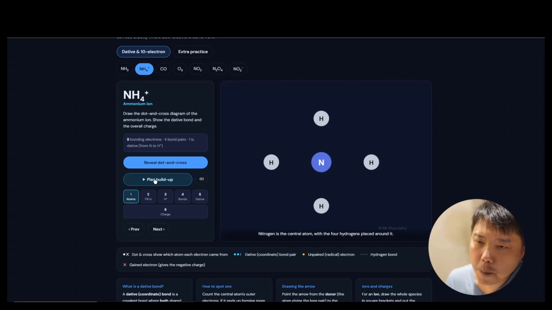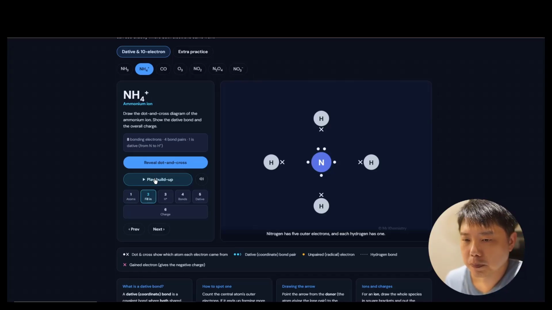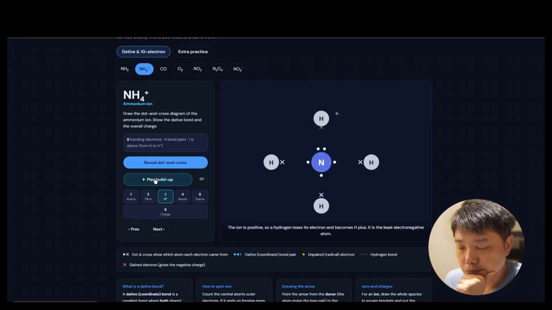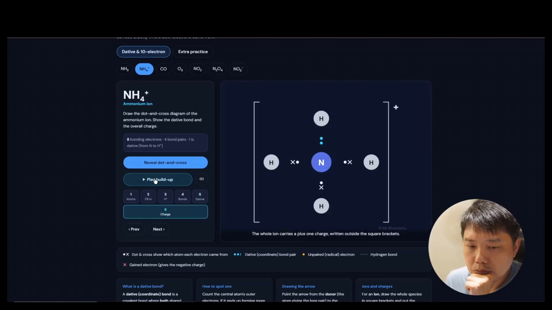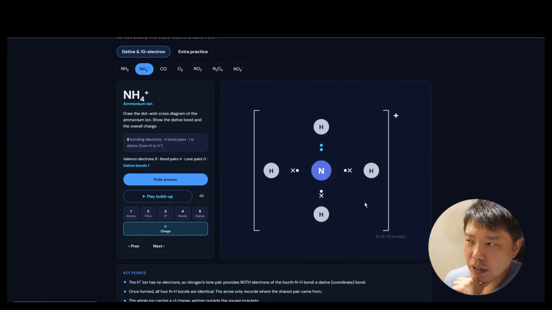Nitrogen is the central atom, the 4 hydrogens placed around it. Nitrogen has 5 outer electrons, and each hydrogen has 1. The ion is positive, so a hydrogen loses its electron and becomes H+. It is the least electronegative atom. Nitrogen shares with the 3 hydrogens that still have an electron, forming 3 bonds, and keeps a lone pair. The H+ has no electron of its own, so nitrogen's lone pair forms a dative bond to it. Now nitrogen has a full octet and all 4 bonds are identical. The whole ion carries a +1 charge, written outside the square brackets. Alright, so this is the dot and cross for your ammonium ion.